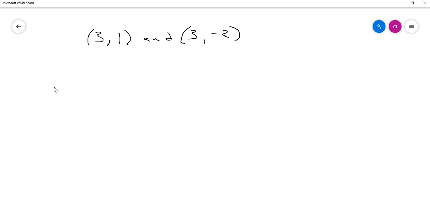So I'm going to graph this a little bit better on the vertical line. I got to work on that. All right, so we got our x and y axis, 3, comma, 1. I'm going to go 1, 2, 3, and up 1. And then for this point, 3, comma, negative 2, I'm going to go 1, 2, 3, then 1, 2 down this way.